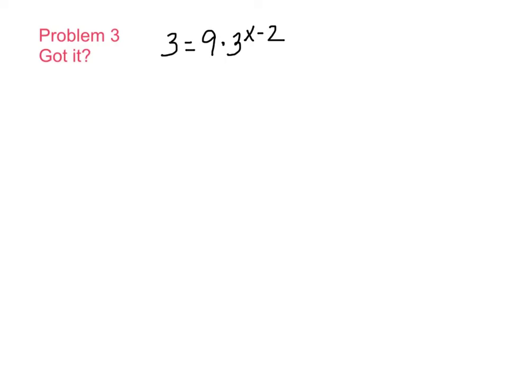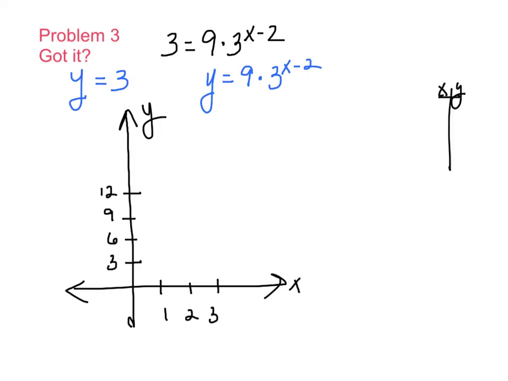So in this problem, we are going to graph 2 different things. We're going to graph y equals 3, and we are going to graph y equals 9 times 3 to the x minus 2. So we're going to graph both of those on the same graph. So I'm counting my y-axis by 3's, and I'm just going to graph the first line. The first line is y equals 3. That would be a horizontal line through 3 on the y-axis.